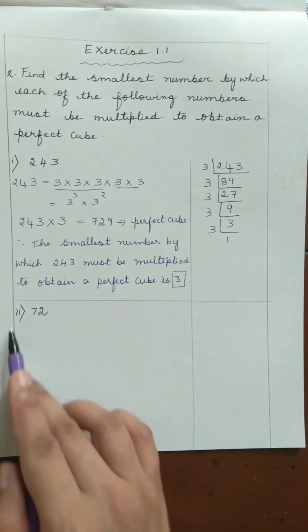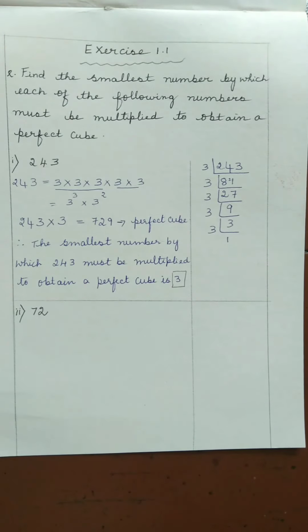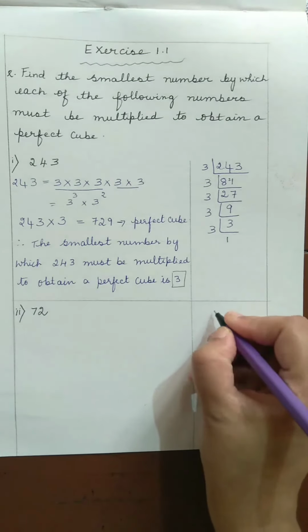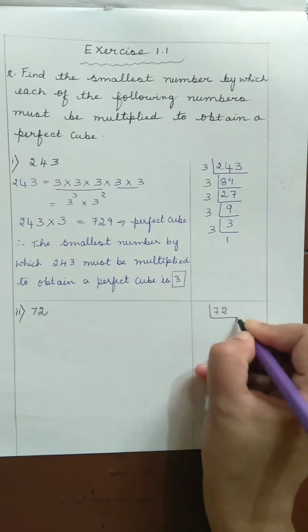Now let us move on to the second question, that is 72. Now we have to find which is the smallest number to be multiplied to 72 so that we will obtain a perfect cube. So what is the first step, children? Yes, we have to factorize 72. So let us factorize 72 now.